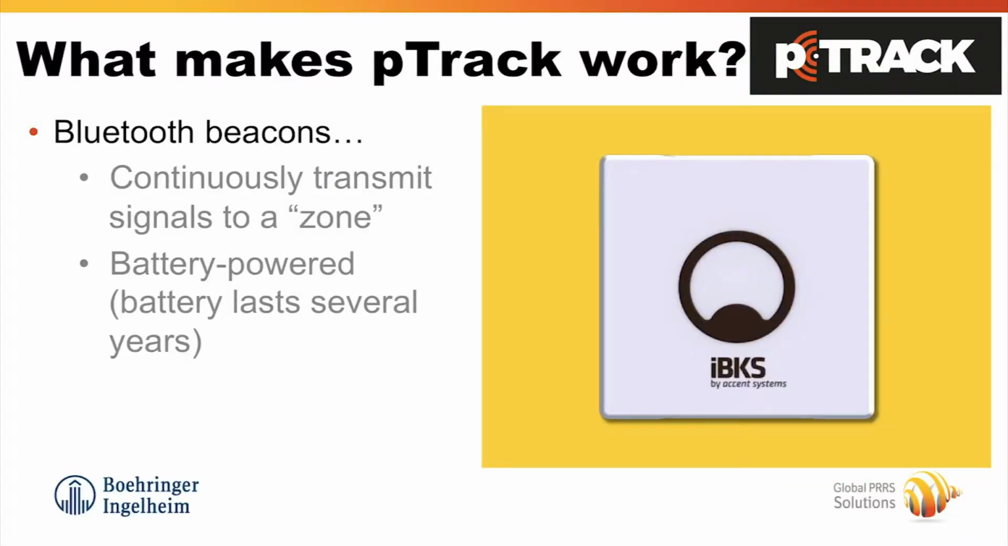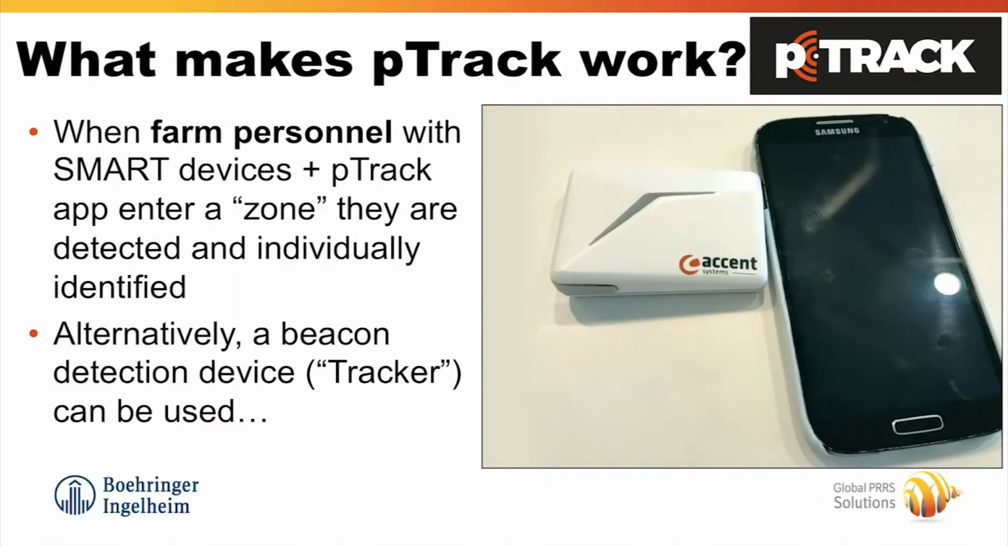So what makes PTRAC work? One of the key components to PTRAC is a Bluetooth beacon. These beacons are placed in a location. They emit a signal that has a range, so we'll call that a zone. They're battery-powered, to last several years. And when farm personnel enter that zone with either a smart device that has the PTRAC app or a beacon detection device called a tracker on the left, the device detects the presence of the beacon.